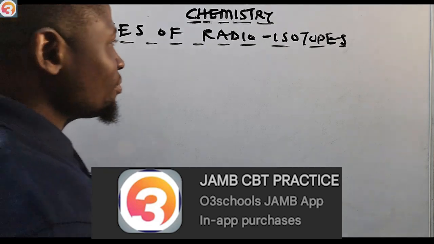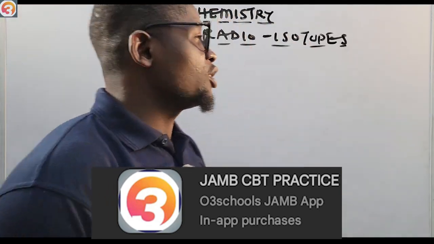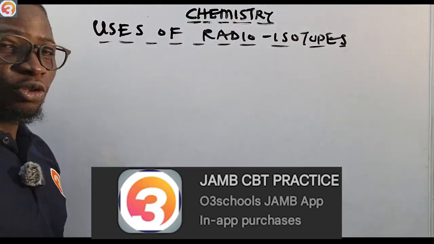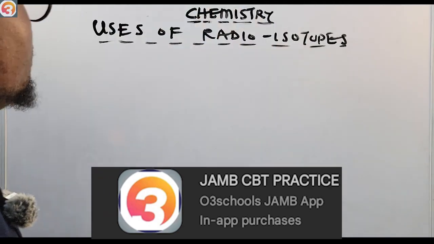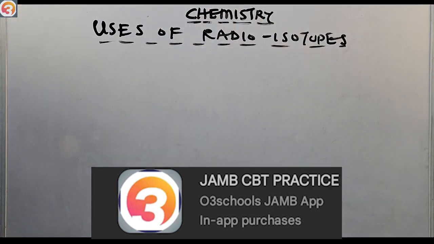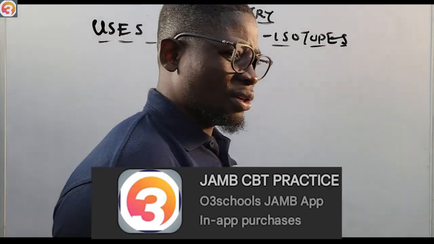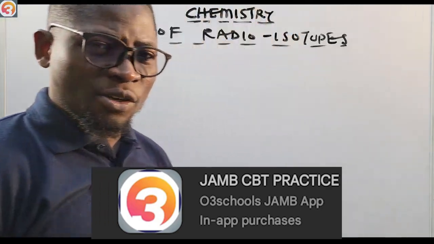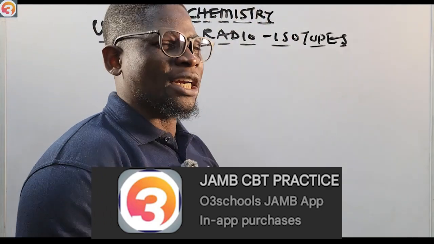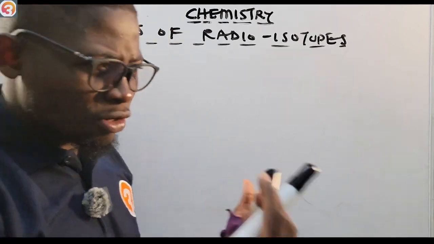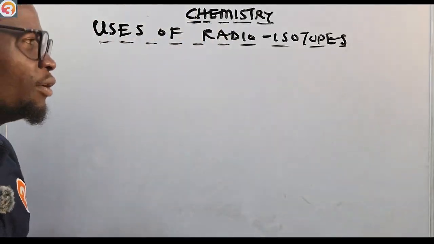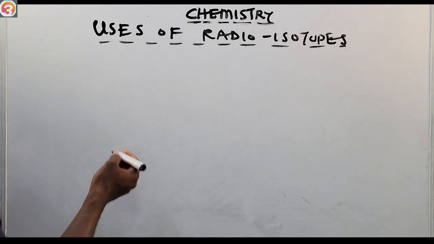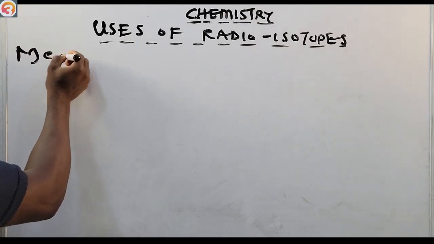Now I'm going to be looking at the uses of radioisotopes. Radioisotopes are used in many fields: in medicine, in agriculture, mass spectrometry, dating techniques, tracing techniques, and the like. I want to begin with the usefulness in medicine.